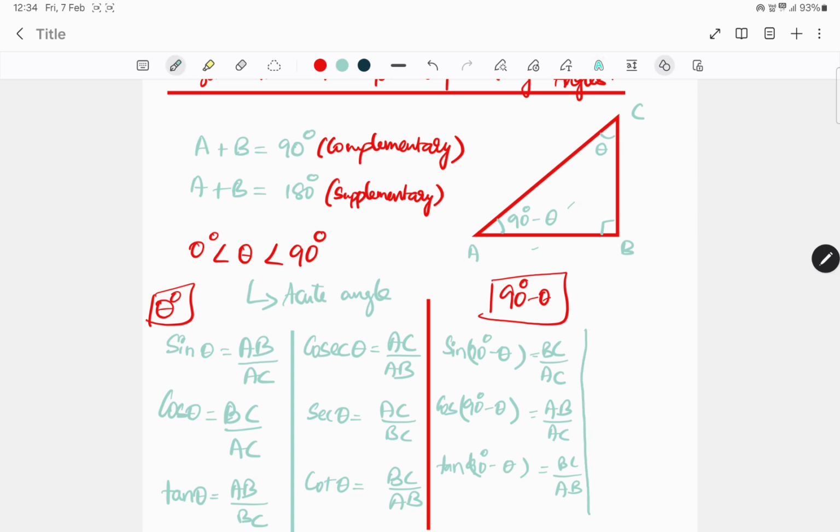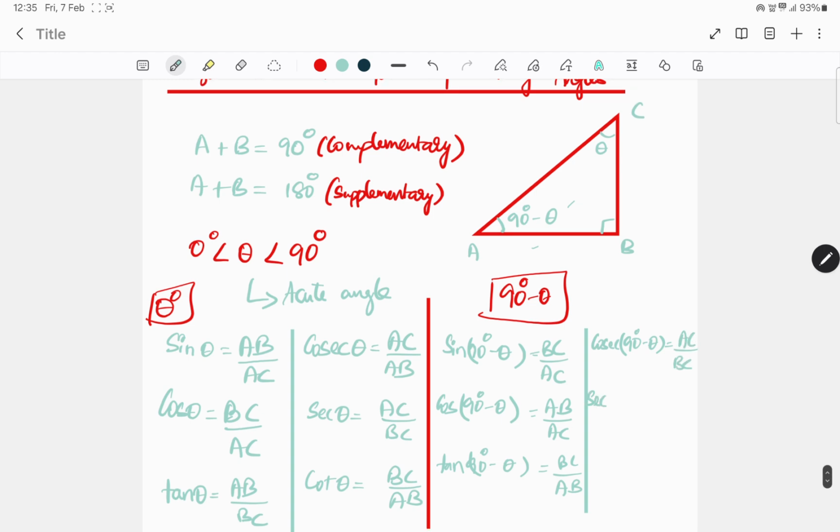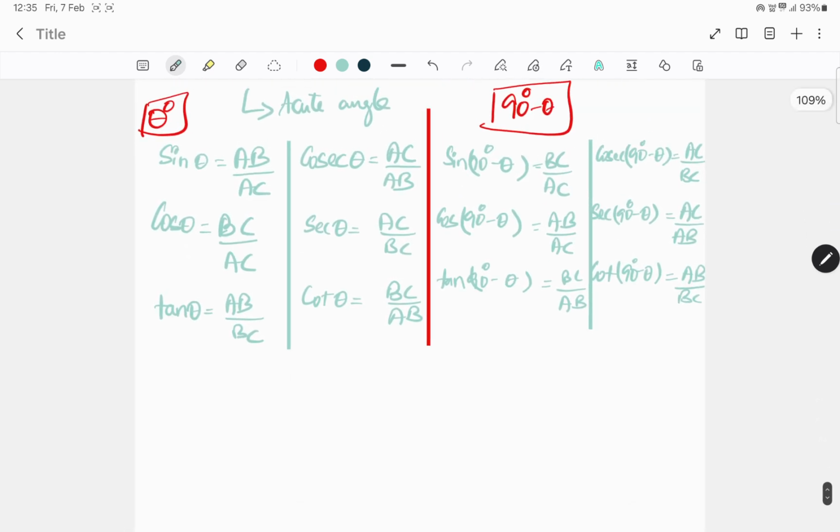Then similarly we can find cosecant 90 degrees minus theta, which is the inverse of sin, will be AC by BC, right? Then secant 90 degrees minus theta, the inverse of cos, is AC by AB. Similarly cot 90 degrees minus theta, the inverse of tan, is AB by BC. Okay, now compare these two sets, theta and 90 degrees minus theta.